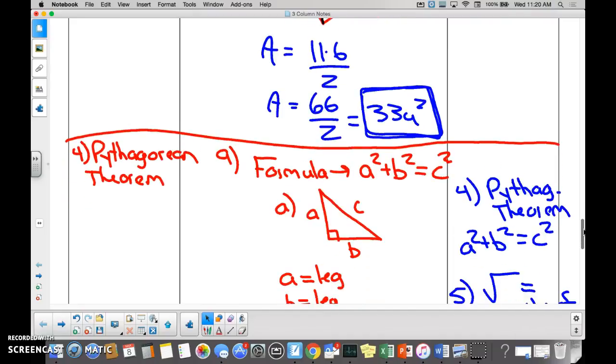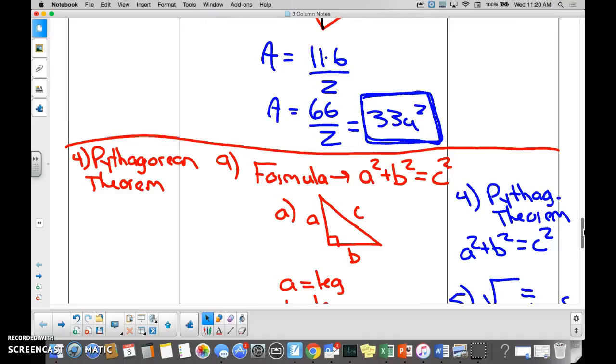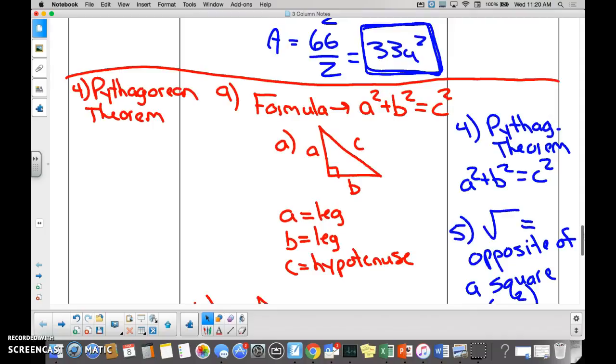On the count of 3, recite the formula for Pythagorean theorem. 1, 2, 3. A squared plus B squared equals C squared. The legs would be what letters? A and B. So here are my legs. The legs connect to make the right angle. The hypotenuse is letter C. And the hypotenuse is opposite of what? The right angle. C is opposite the right angle always.